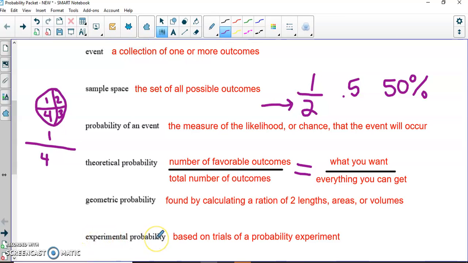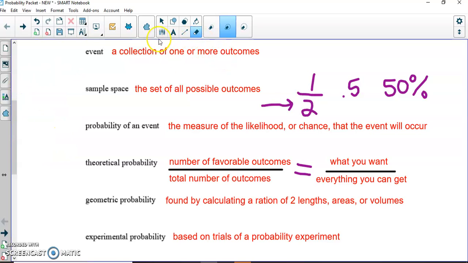Experimental probability is when you actually do it and you show what actually happened. So it's based on the trials. It's based on actually trying things out. Now, geometric probability is when you're trying to find the probability of something that involves a geometric shape. So that spinner didn't really, because it didn't really have much to do with the circle.